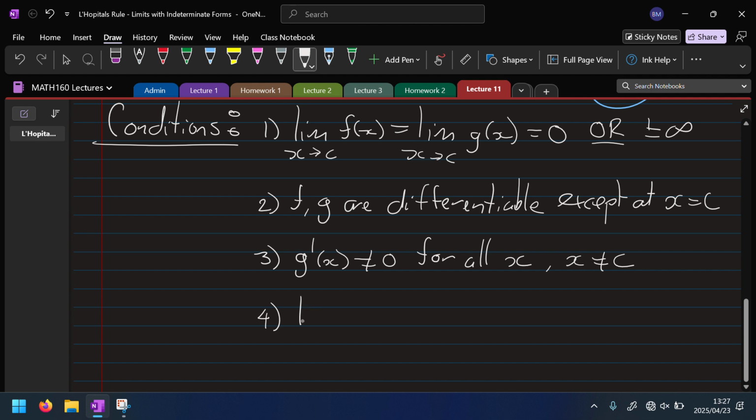And lastly, the limit as x goes to c of f prime of x over g prime of x exists. But if you end up with something that does not exist, then that condition is not true, and so you can't use L'Hopital's rule. Okay, so you must always check these 4 things while you're doing the calculation. Again, if any of them is not true, L'Hopital's rule does not work, you need to try something else. Right, like the squeeze theorem that we looked at before, the limit laws, something else like that, but not L'Hopital's rule.